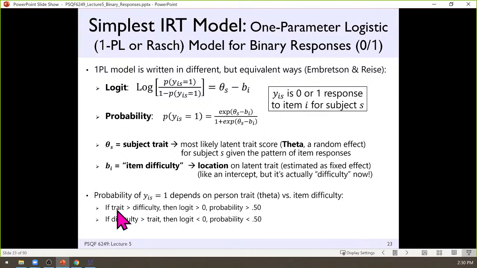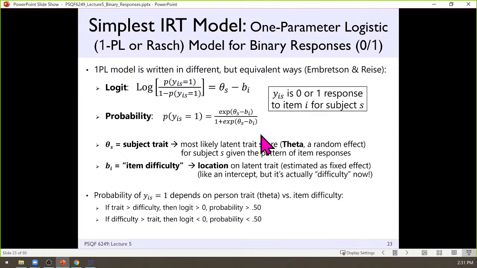And so if you are somebody who has a lot of this trait, whatever it is, and you encounter an item that has less difficulty, the logit is positive, which means the probability of a 1 is greater than 50-50. If you encounter an item that is located further than you are, so an item that has more difficulty than you have trait, that creates a logit that's negative and corresponds to a probability that is less than 50-50.